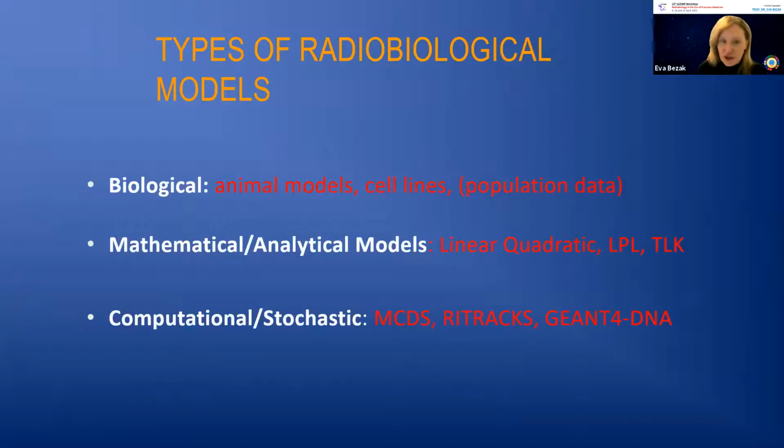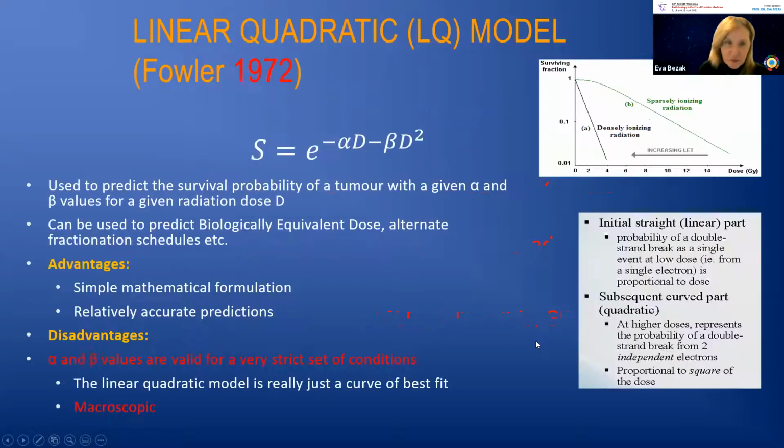The types of radiobiological models could be biological, using cell lines or animal models, or with the use of registries, I can use population data. I can use mathematical or analytical models, such as the linear quadratic model, or the lesion kinetic model, or I can go fully sophisticated and use computational or stochastic models such as Geant4-DNA, RITRACKS, and similar. So let's cover some of these models.